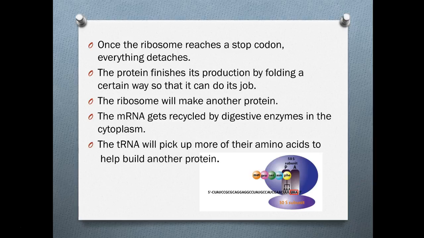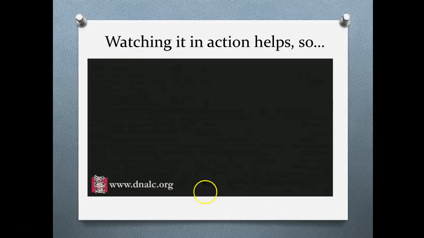The messenger RNA then gets recycled by digestive enzymes. You may remember that those are in lysosomes. And so then the parts of the messenger RNA will be recycled and go back into the nucleus. And each tRNA, transfer RNA, that dropped off an amino acid will go back out into the cytoplasm and pick up another of the exact same kind of amino acid so that it can be used again to help build another protein.